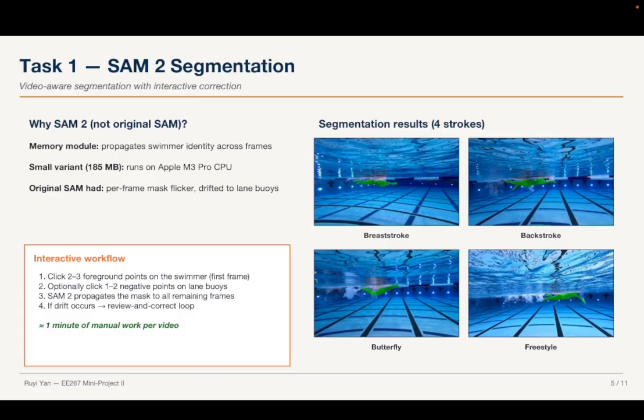If tracking drifts mid-video, usually when the swimmer becomes very small, I use a review and correct loop: mark the bad frames, add a few corrective clicks, and SAM2 repropagates. This converges in about one minute per video. Total task 1 effort for my full video is around 4 minutes of clicking. The four panels on the right show the resulting masks across all four strokes.